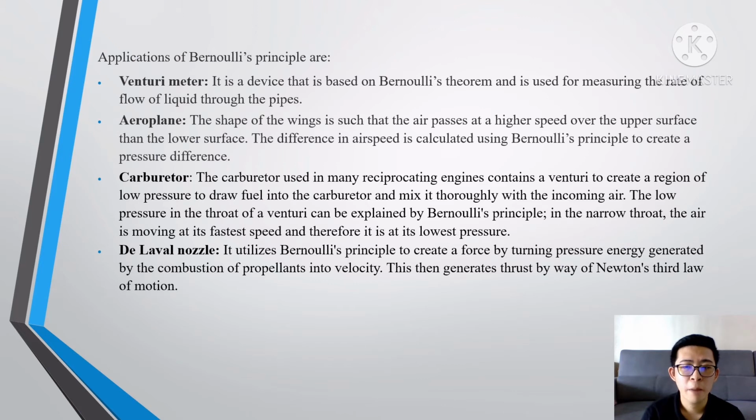The shape of the wings of an aeroplane is such that the air passes at a higher speed over the upper surface than the lower surface. The difference in airspeed is calculated using Bernoulli's principle to create a pressure difference. The carburetor used in many reciprocating engines contains a venturi to create a region of low pressure to draw fuel into the carburetor and mix it thoroughly with the incoming air. The low pressure in the throat of a venturi can be explained by Bernoulli's principle. In the narrow throat, the air is moving at its fastest speed, and therefore it is at its lowest pressure.